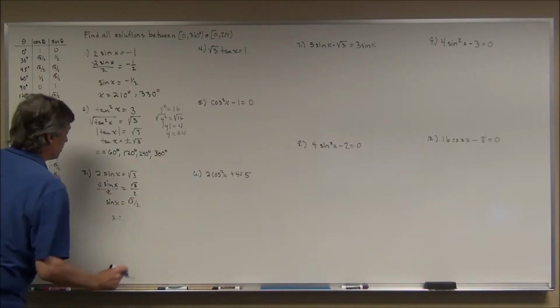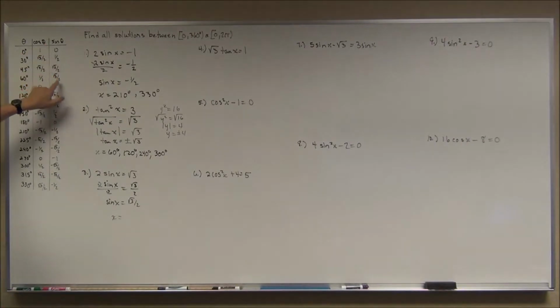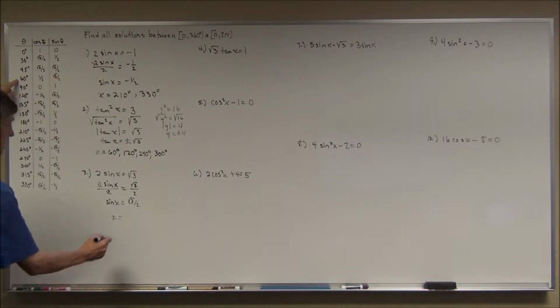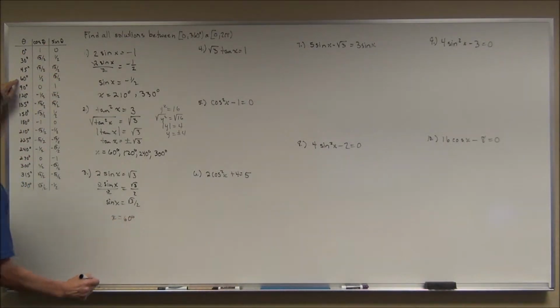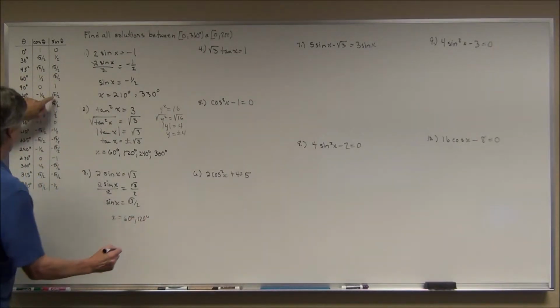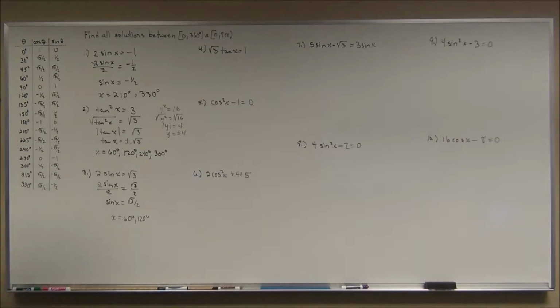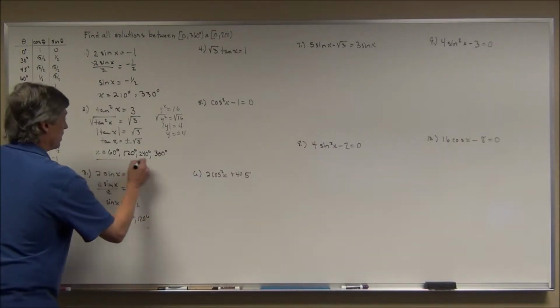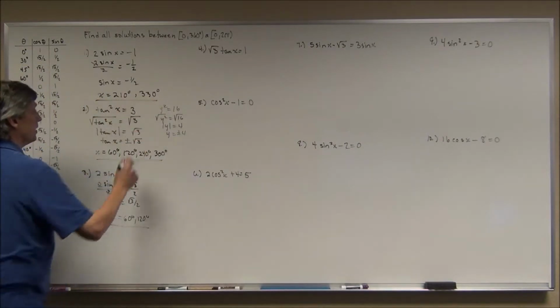Well, what's x equal to? Well, let's go back to our sine. When do I get the square root of 3 over 2? I get it at 60. And I get it at 120. And I don't have another value in there that gives me a positive square root of 3 over 2. So there are my answers here, and here, and here.